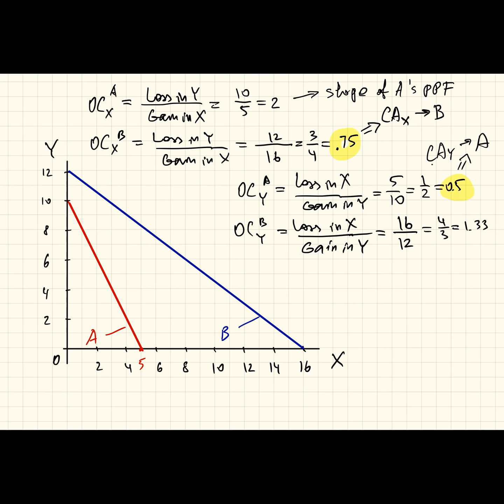So PPF for person B is flatter, so not surprisingly, we can confirm that comparative advantage in producing good X goes to person B. And as you figure this out, you actually can immediately tell who has comparative advantage in producing good Y, because it's always going to be the other guy. So as simple as that. Without doing any numbers, you can just look at the diagram, figure out who has comparative advantage in making good X, and then you will know that the other guy has comparative advantage in making good Y.